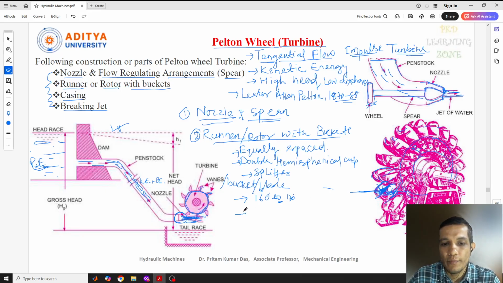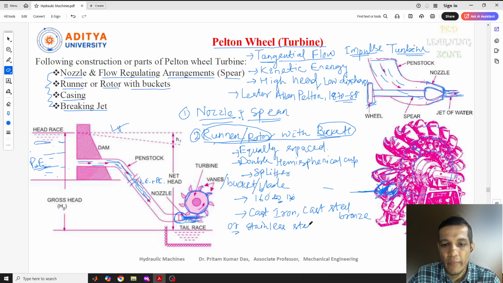And these buckets, because we are discussing the buckets. The runner and rotor part we have seen, which is nothing but a wheel, where a number of buckets will be fixed. And the bucket is made of different materials like cast iron, and even cast bronze, cast steel bronze, or stainless steel is also used. So this depends on conditions.